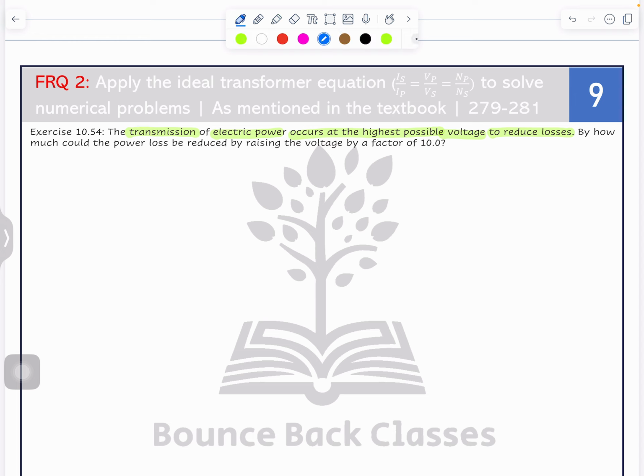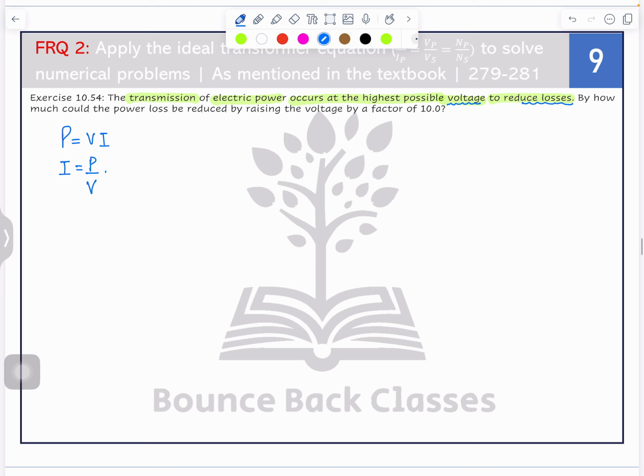First, what we need to understand, we have a simple formula. P is equals to VI. Yes or no? P is equals to VI, or here we can use the term I is equals to P over V. The transmission of electric power occurs at highest possible voltage to reduce the losses. Fine, guys? Okay, to reduce the losses. So case 1, we need to understand all these things. By how much could the power loss be reduced by raising the voltage by a factor of 10?